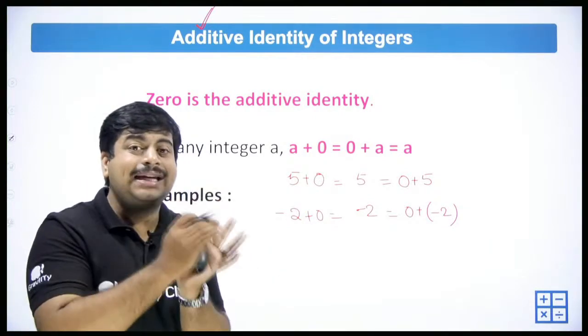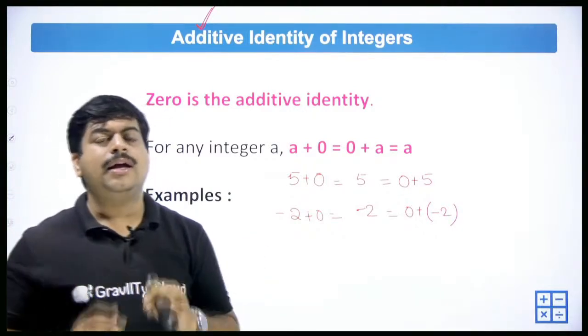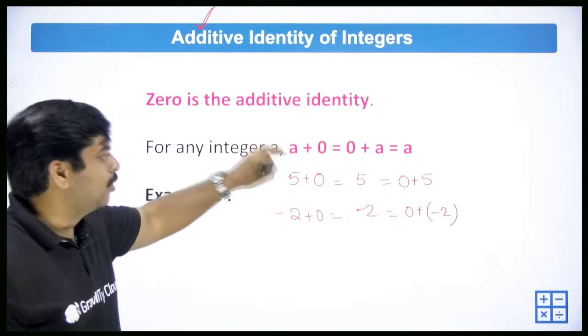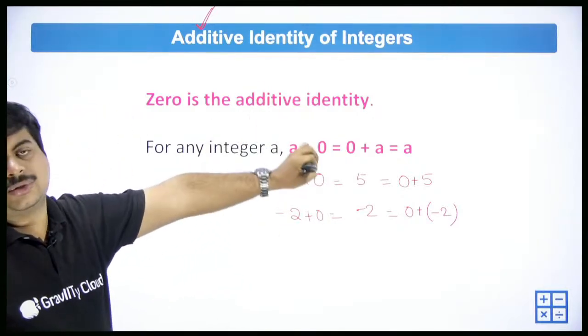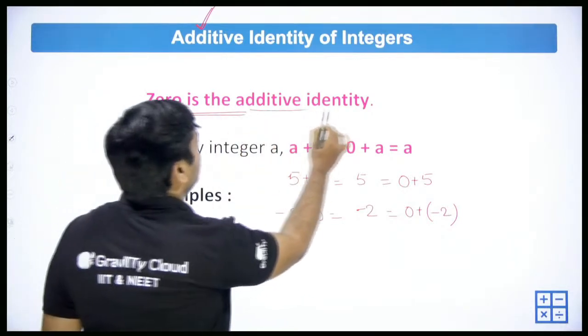We get the same identity. Identity means the same number appearing again. So you can see here, any number, even if you take 0 also, the additive identity for 0 is 0. So always 0 is the additive identity.